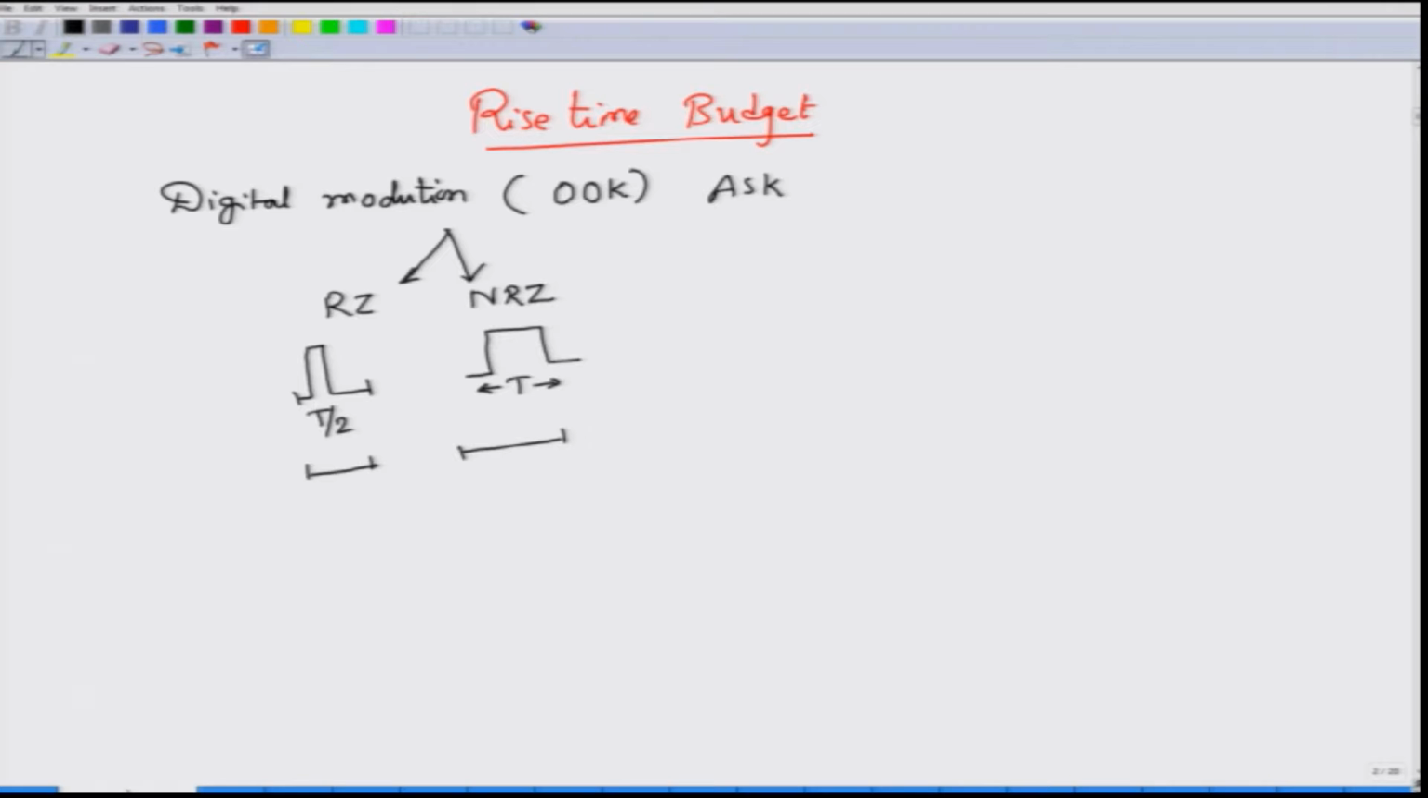For the NRZ case, if the bit rate is B, then the bandwidth requirement is B by 2, whereas the bandwidth requirement for the RZ case is equal to B. Typically B is 1 by T, where T is the pulse width and B is the bit rate. So you are sending one pulse every T seconds, and that corresponds to a bit rate of B, and the bandwidth requirement is B by 2 for NRZ, and for RZ it is B.